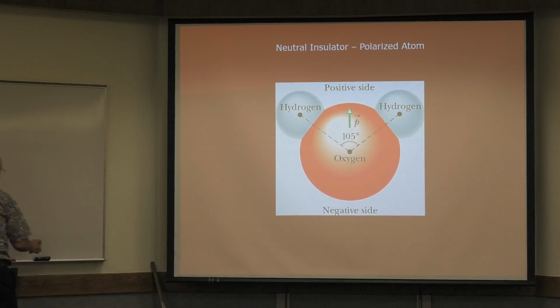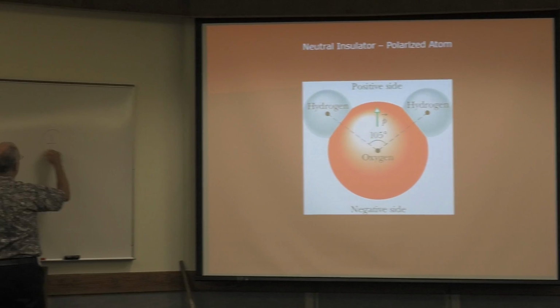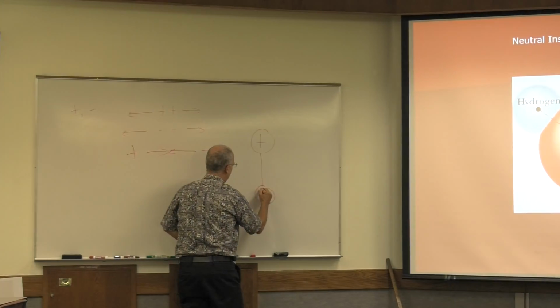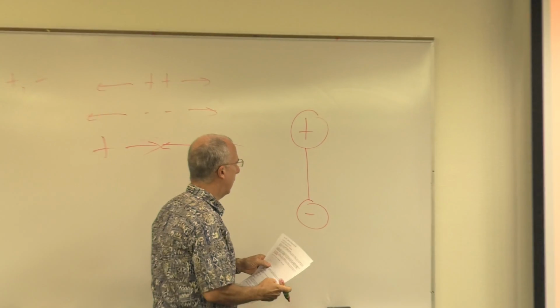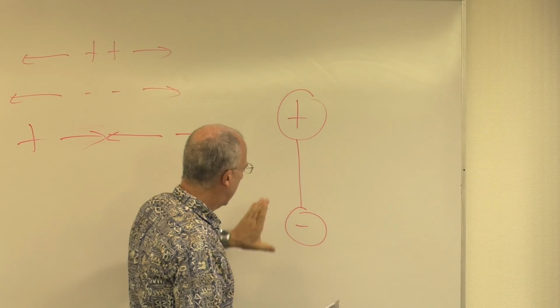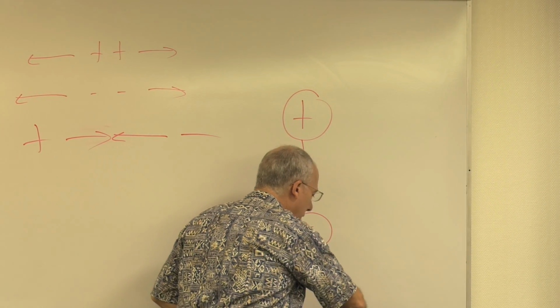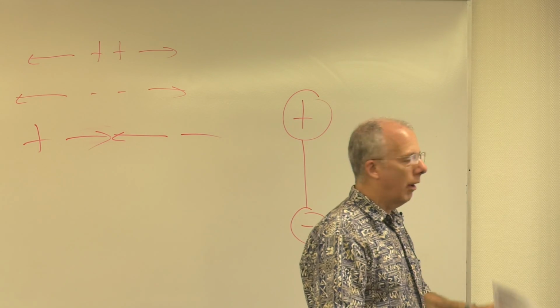This is just a simple model. We model it like this. And we'll talk a whole lot more about this later on. So we say there's a positive part and a negative part. A lot of molecules or atoms in the real world are polarized. In other words, we can model them like this.